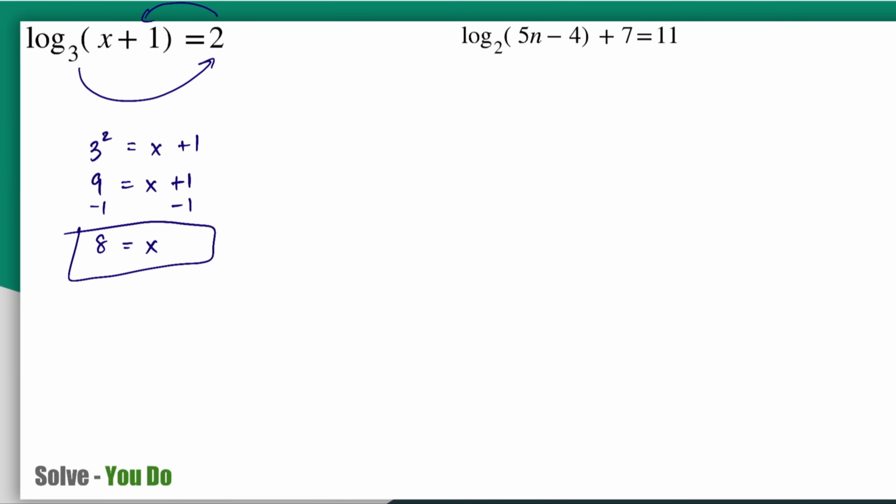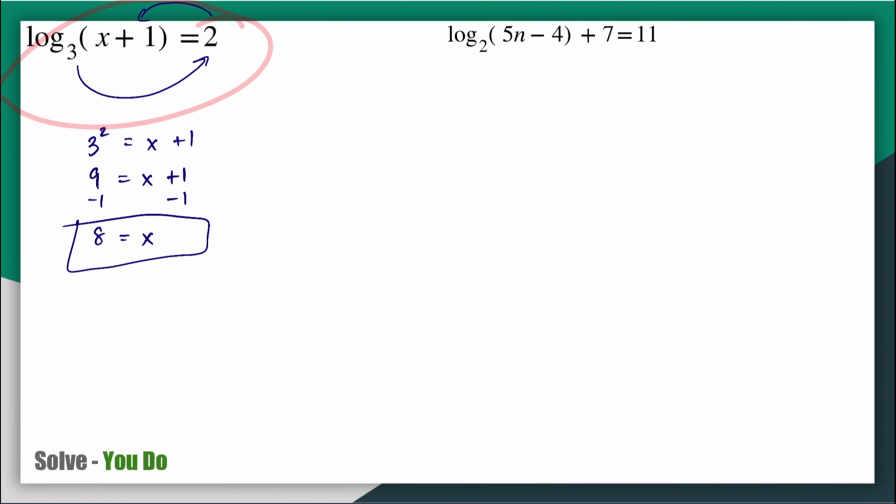Now, there's this one over here, all right? Very, very similar. I want you guys to try this, but I will give you the one tip. Before you do this circle method, get this log here by itself, okay? So pause it, give it a try, see if you can figure this one out.